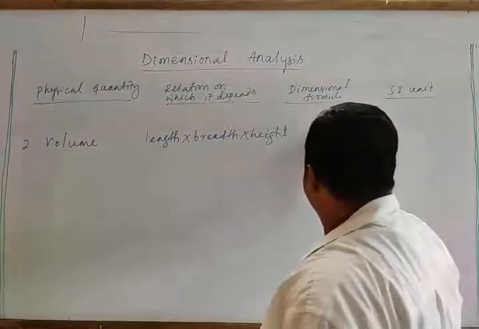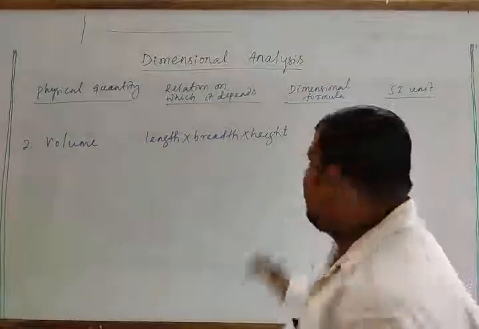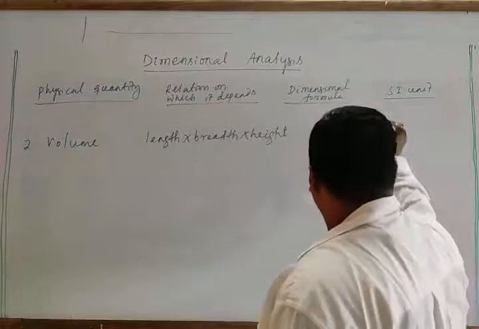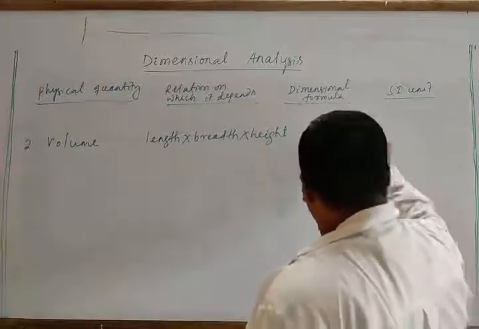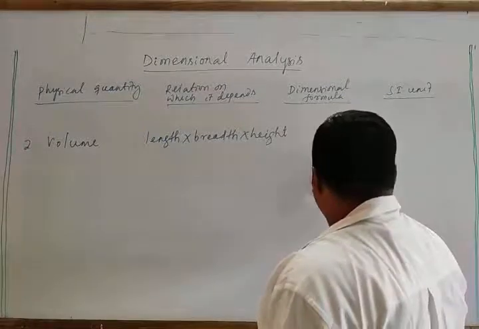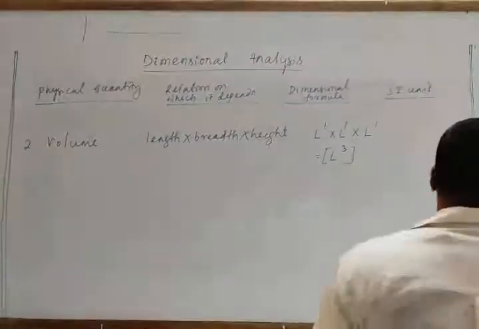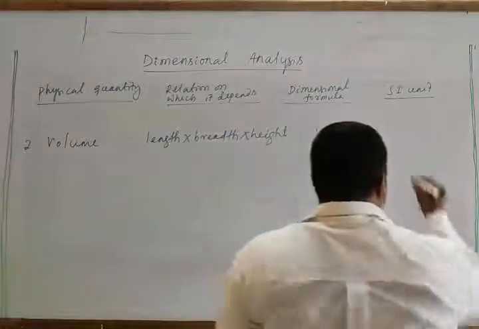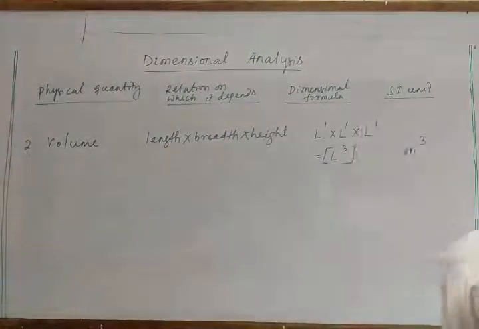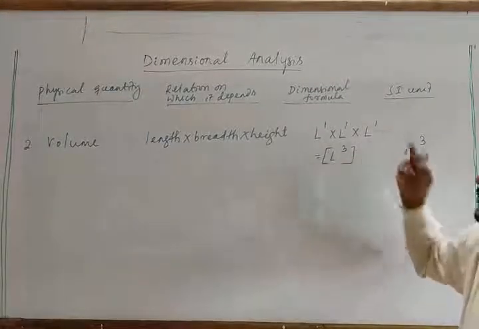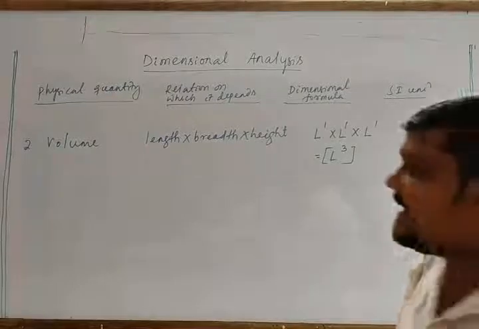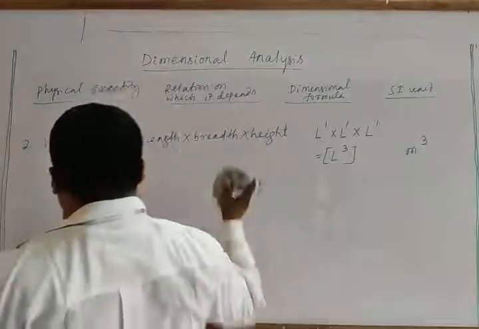So 3 lengths means L1, and for breadth again the length L1, and for height it is again L1. So to multiply this L1 into L1 into L1, we will get L to the power 3. Clear? So this is the dimensional formula. If you write the SI unit, it should be meter cube, or meter to the power 3, because L cube. Clear? So this is the dimensional formula of volume, right?